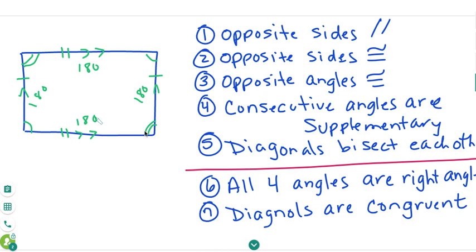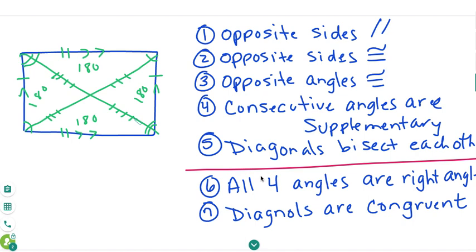Diagonals bisect each other. So this side will be the same length as this, and this side will be the same length as this one. Now, at this point, we have all of the characteristics of a parallelogram. So this figure is already a parallelogram.